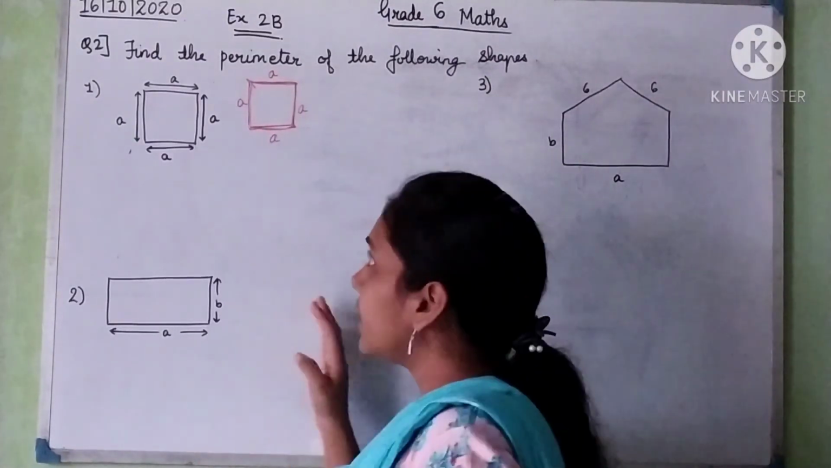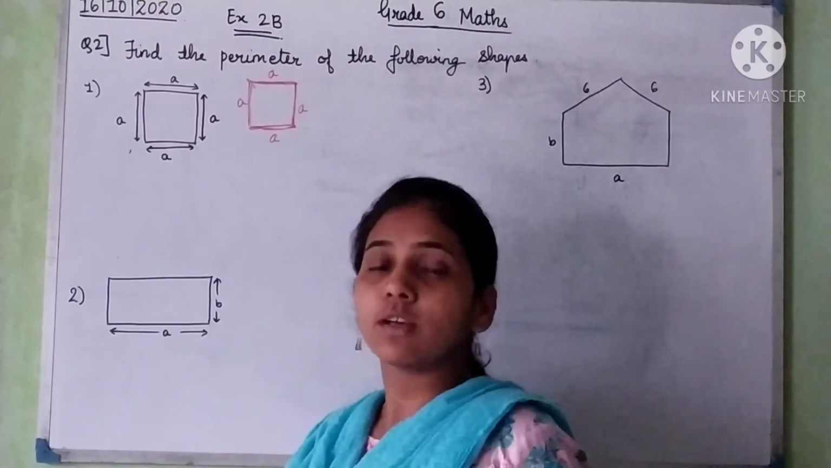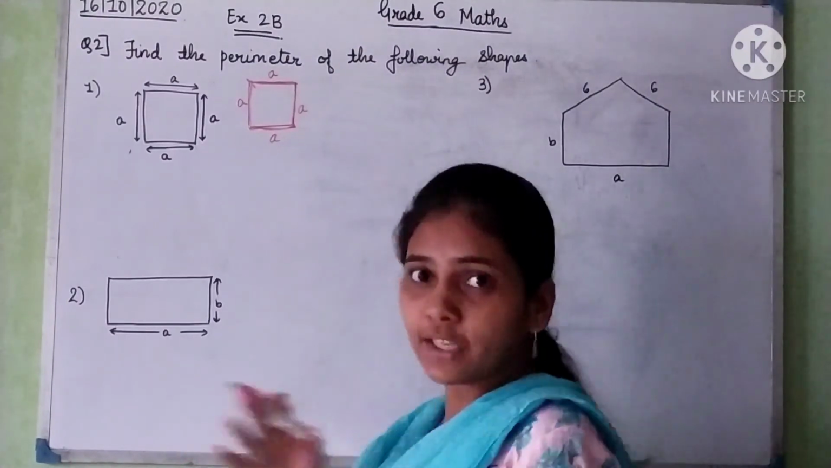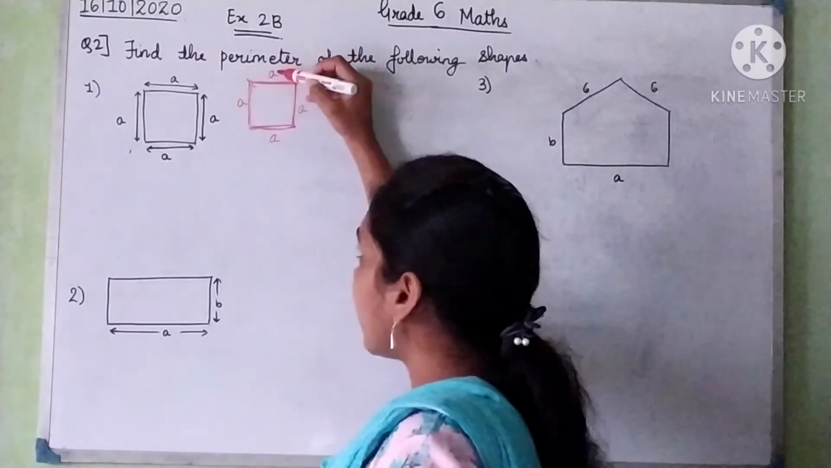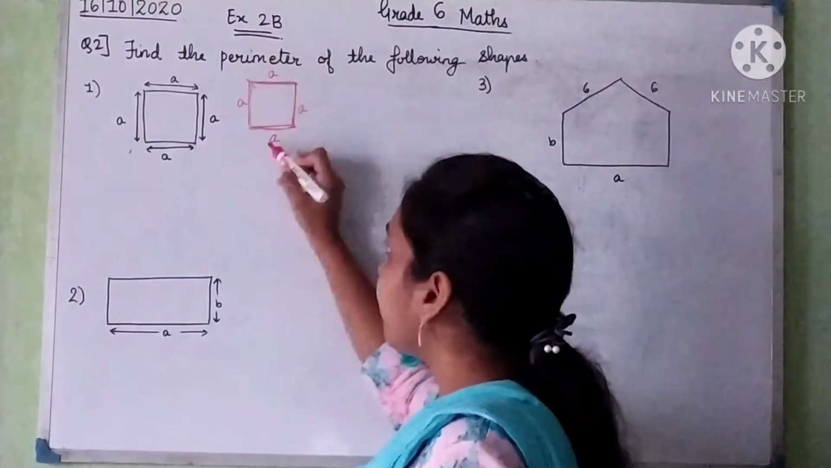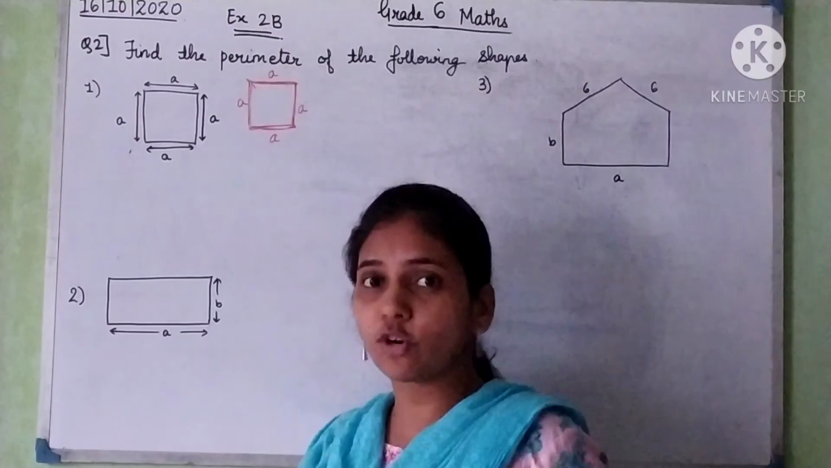So the perimeter of the square will be 4 times A, or we can even write it as the sum of all the sides. Sum means addition of all the sides. So we write this A first, then we add this second A. So this becomes A plus A plus A plus A. Okay. So we are going to add A 4 times.